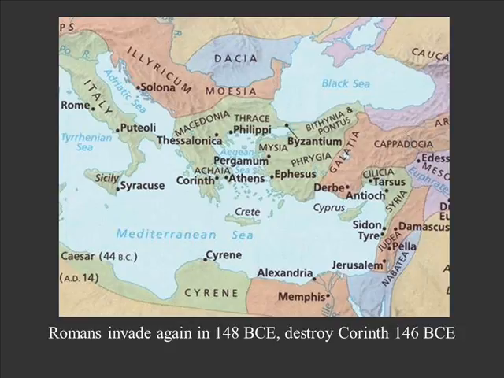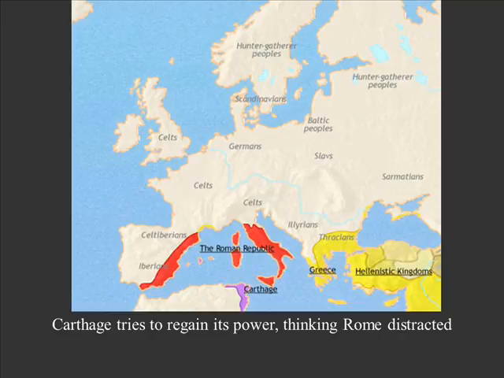At this point, Carthage somehow, and I've never been able to really understand this fully, even though the Romans are running rampant through Greece, doing whatever they want, Carthage thinks that Rome is distracted. Rome has its armies in Greece right now. So Carthage says, let's start a war against Rome, we have an opportunity to attack. And this becomes the Third Punic War.